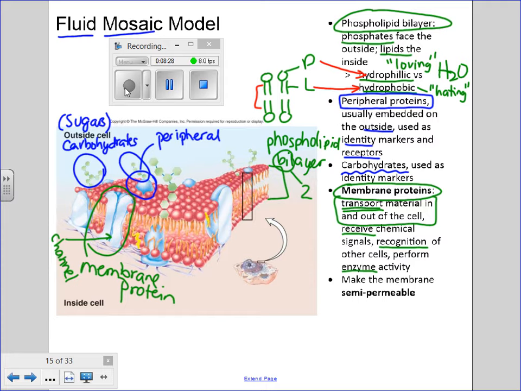Now, because of these proteins and because of the nature of the membrane, we call the cell membrane semi-permeable. Semi, like partly, not all. And permeable means that things can get through. So if the cell membrane is semi-permeable, that means that sometimes substances could get through the cell membrane.